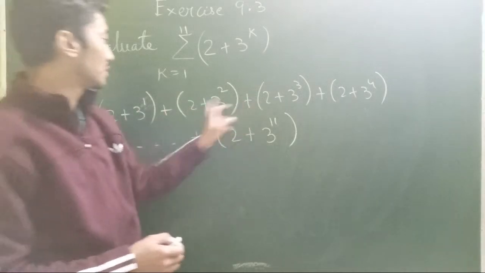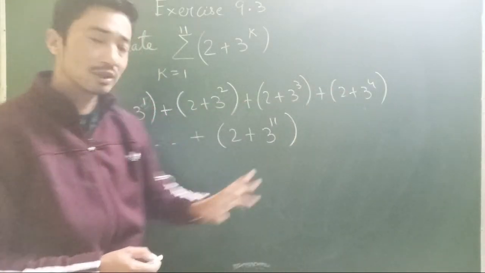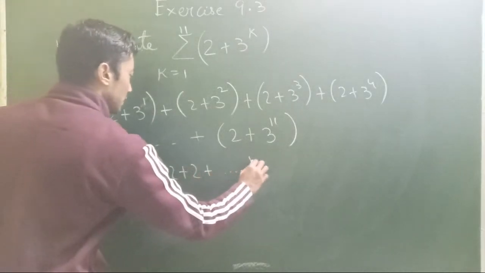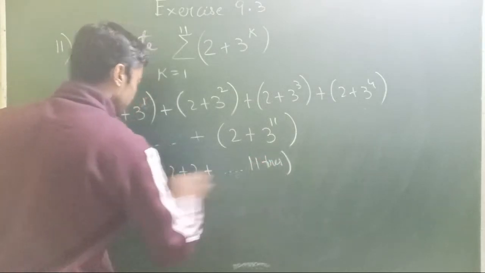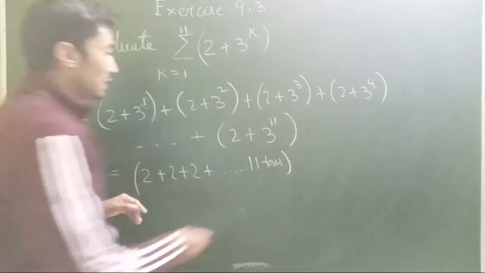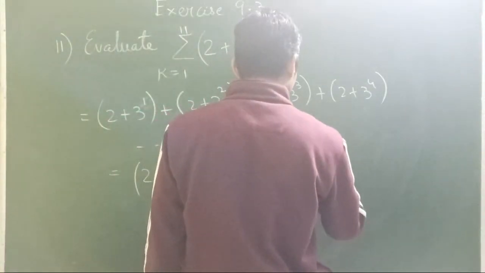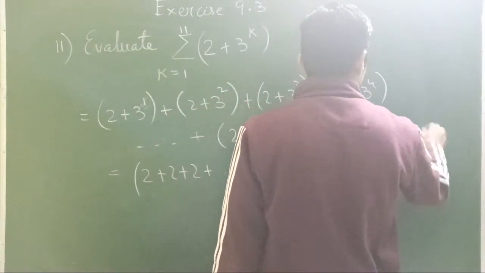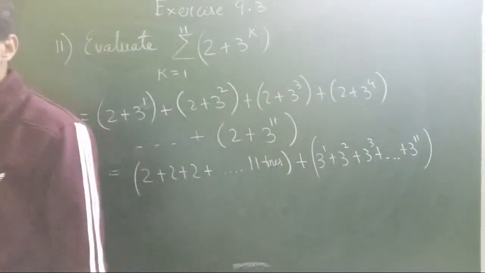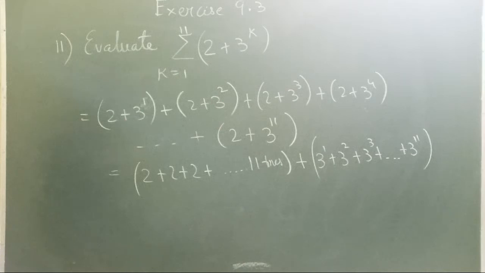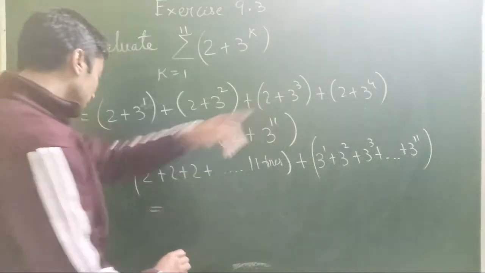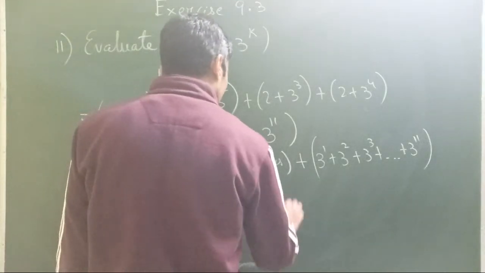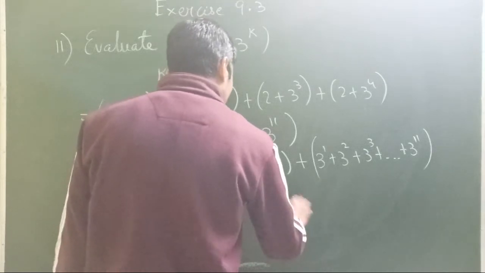So this 2, of course, we can add, no problem. That will be 2 plus 2 plus 2, 11 times. So we are adding 2, how many times? 11 times. Plus this one, 3 power 1 plus 3 square plus 3 cube, up to 3 power 11. So this one, 11 times if you add, that's the same as 2 into 11. Plus, let it be as this, 3 square.